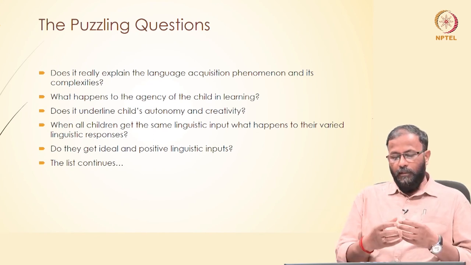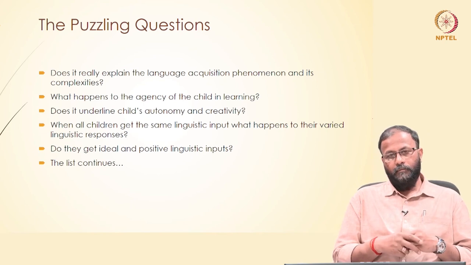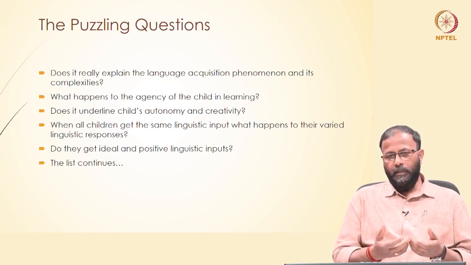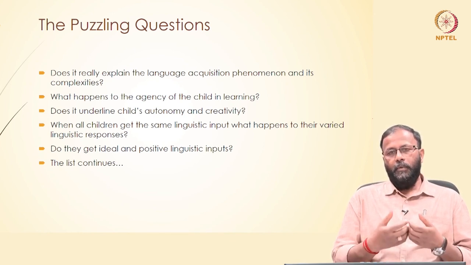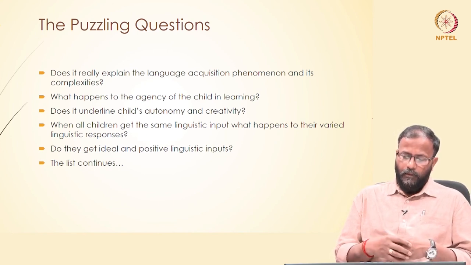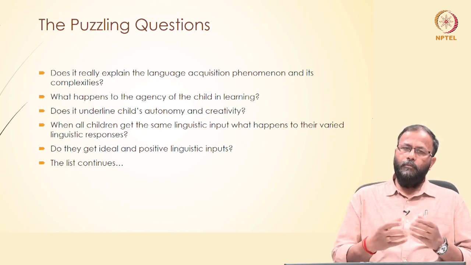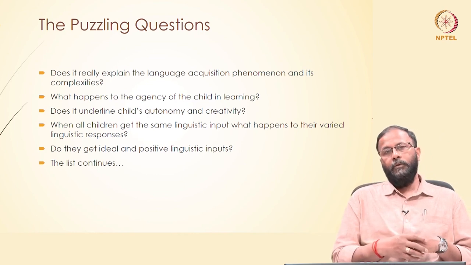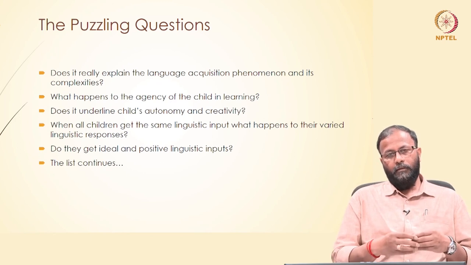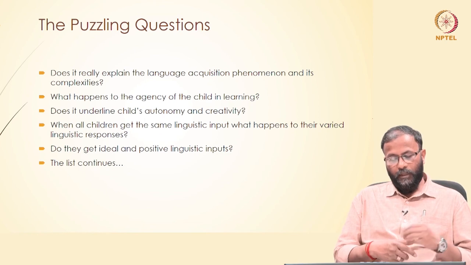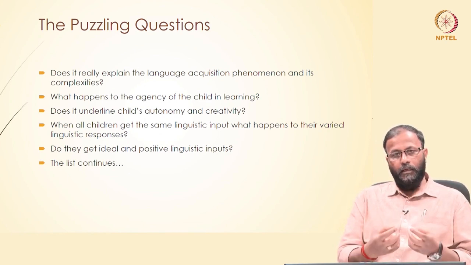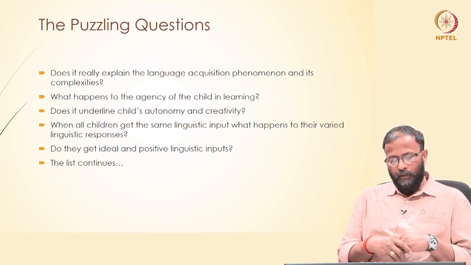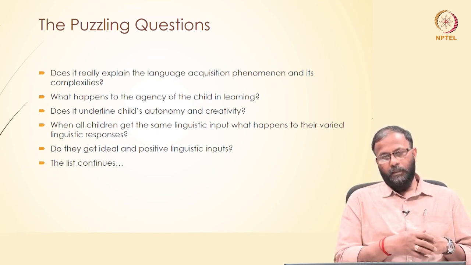Questions like, does it really explain the language acquisition phenomenon and its complexities? Do we really believe that the simplistic view that the behaviorists put forward can account for the complexity of learning a language? Can language be equated with other human behaviors? Can language be considered a behavior in the first place? Number two, can we equate learning of language with the learning of other human behaviors? Right? What happens to the agency of the child in this process of learning? Does the child have any agency in learning, or is it completely dependent on the environment? Does it undermine child's autonomy and creativity?